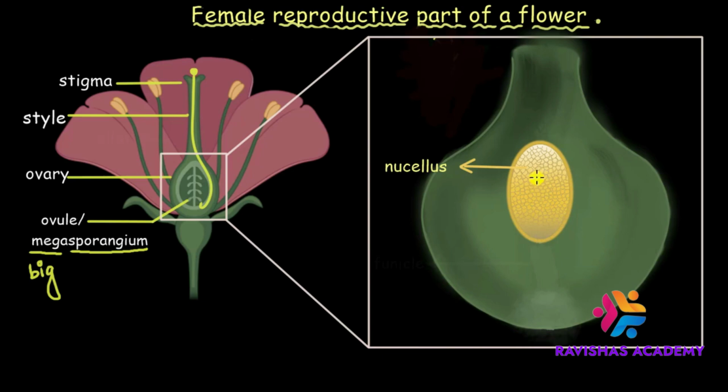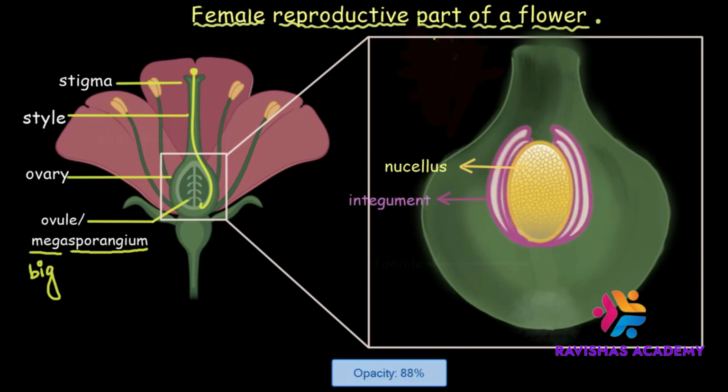And as these are such important cells, nature has given them a special protecting coat which is called the integuments. Here I have shown two layers of covering or integuments, but some ovules have just one single layer. So these integuments are nothing but covers. They are covers that coat the nucellar cells.